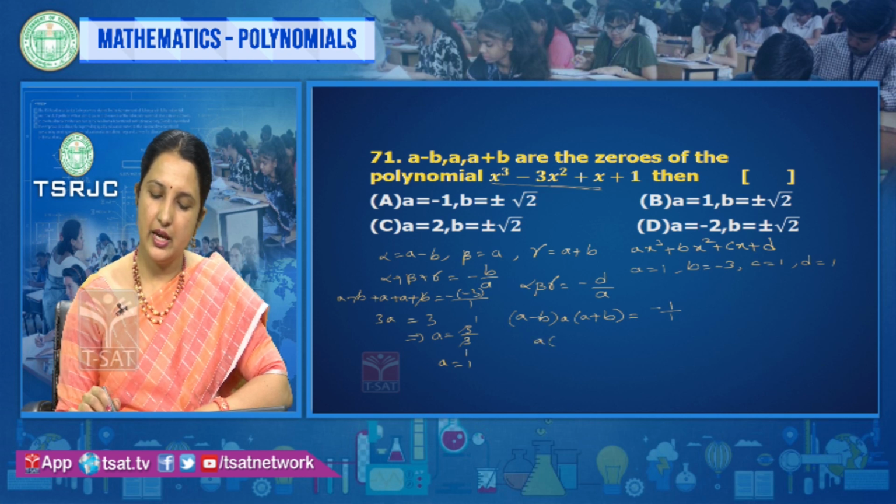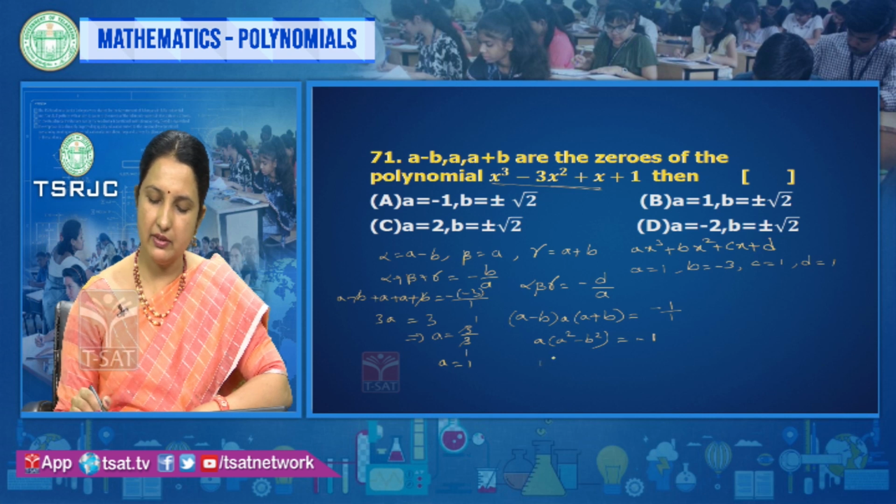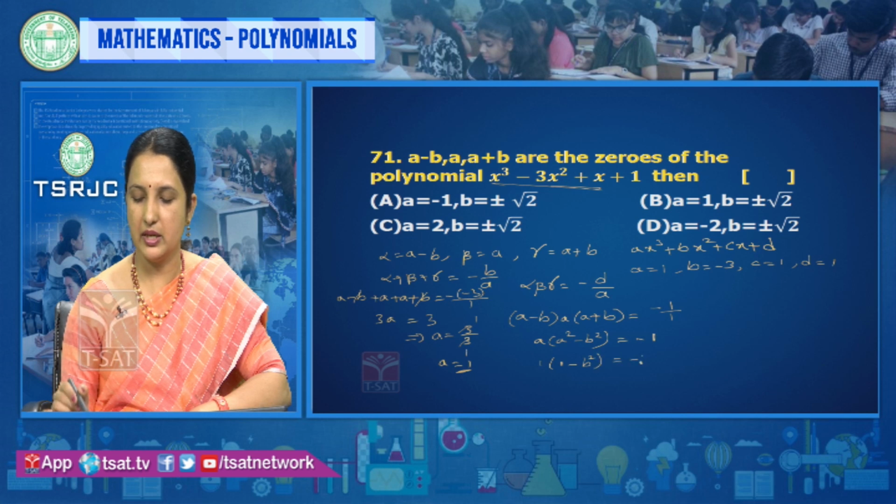A into a minus b into a plus b is how it can be written, a square minus b square equals to, this will become minus 1. In the place of a, what we have to write? Substitute a equals to 1 here. 1 square is 1 only, no? So 1 into 1 minus b square equals to minus 1.